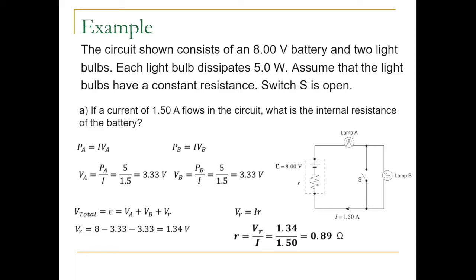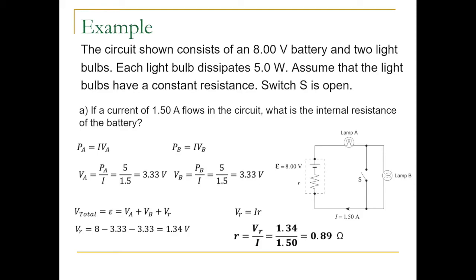So when that's the case, the sum of the voltages, including the voltage drop on the internal resistance, should add up to 8 volts. From that, we can find that the voltage drop on the internal resistor is 1.34 volts. Then we simply apply Ohm's law to find that the internal resistance is 0.89 ohms. So you can see that all of the lessons you've had in circuits are being used in this circuit right here.